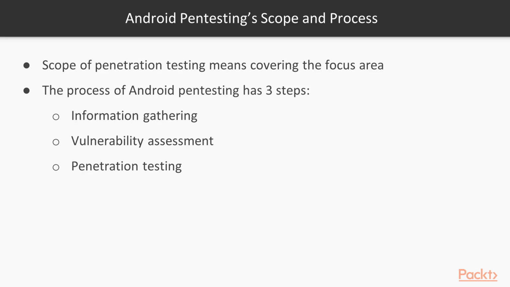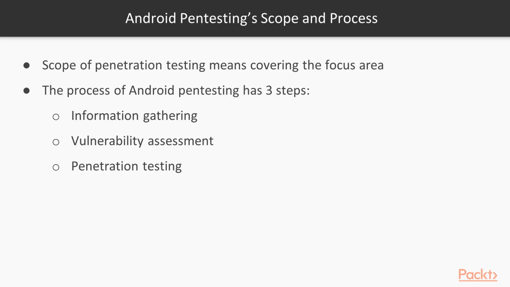Information gathering about an Android machine is basically gathering information about the application, that is, what kind of application it is and how it works. We need to understand that first of all before performing penetration testing. That is called footprinting or information gathering, which is step 1.